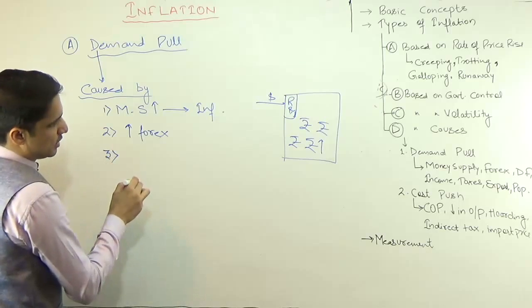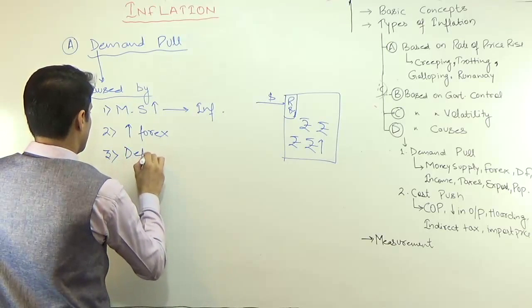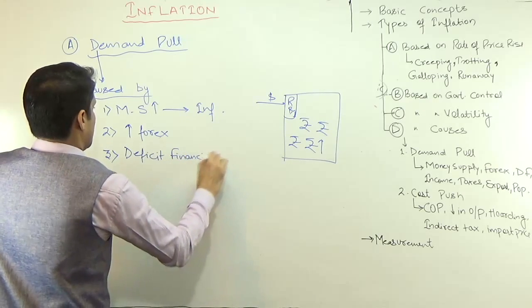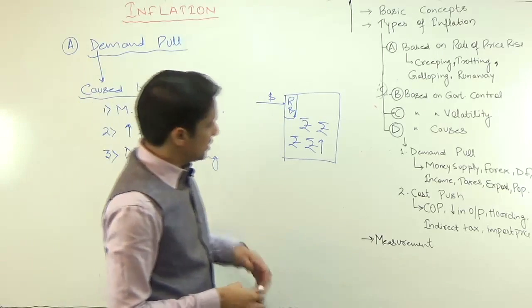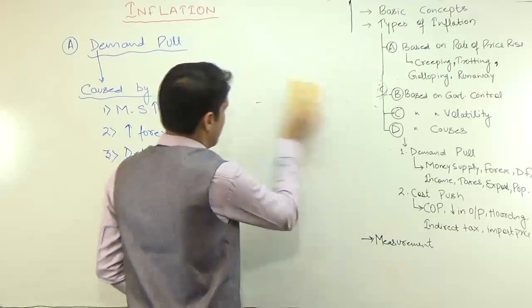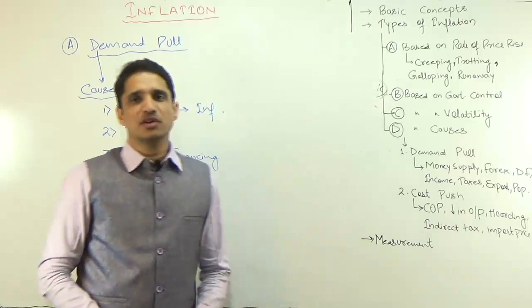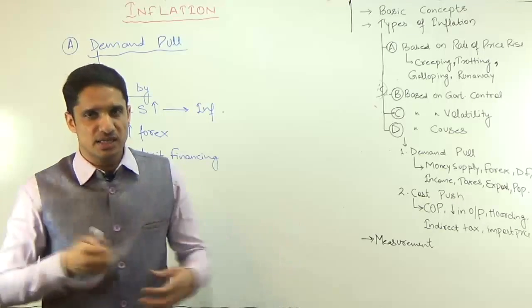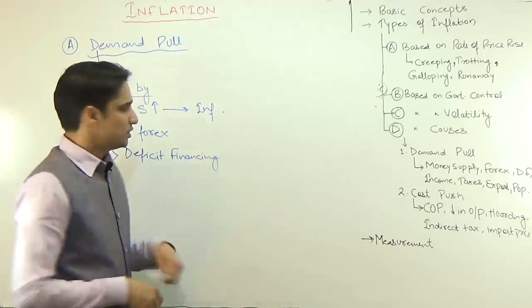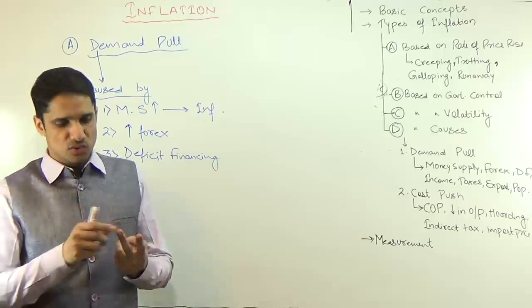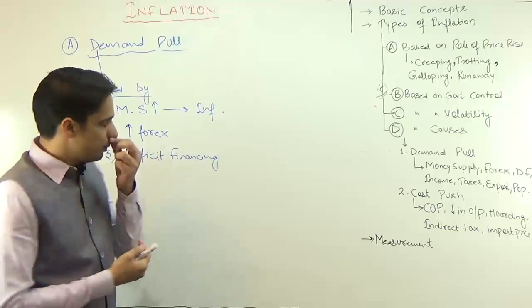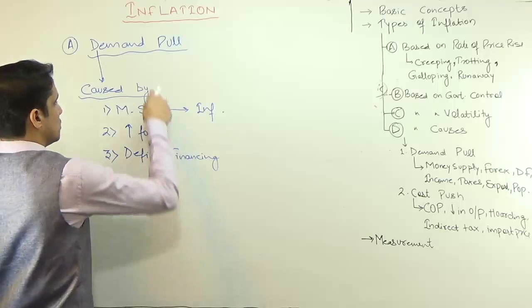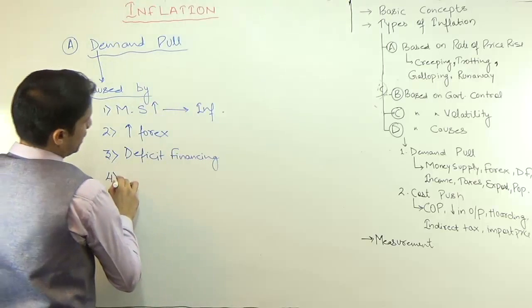The third cause is deficit financing of the government. We already discussed in the definitions what deficit financing is. Deficit financing means the expenditure of the government is more and the receipt of the government is less. Expenditure more, receipt less. So you have to finance your deficit. To finance your deficit, two options: either print new currency or borrow. But in both these cases, the government expenditure will increase. So deficit financing is also one of the reasons of demand pull inflation.